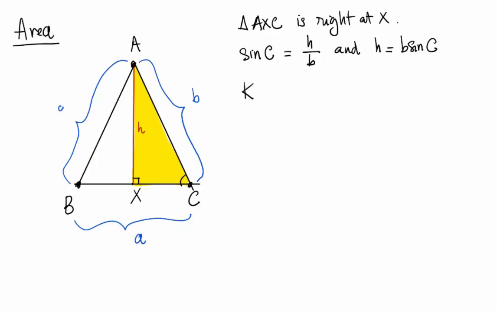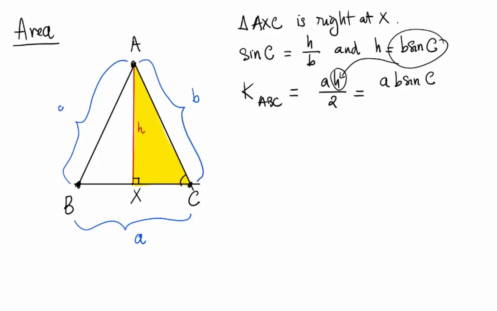So remember that the area of our triangle, we saw that it was a h over 2. So after substitution, if you substitute h for b sine of C here, then we get a times b sine of angle C over 2.